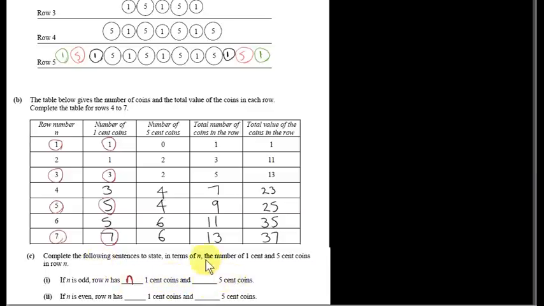How many 5-cent coins have we? Well, if n is 1, we have 0 5-cent coins. If n is 3, we have 2 5-cent coins. If n is 5, we have 4 5-cent coins. If n is 7, we have 6. So we can see the pattern. The number of 5-cent coins is 1 less than the row number. So 0 is 1 less than 1, or 1 minus 1. 2 is 1 less than 3, or 3 minus 1. 4 is 5 minus 1. 6 is 7 minus 1.